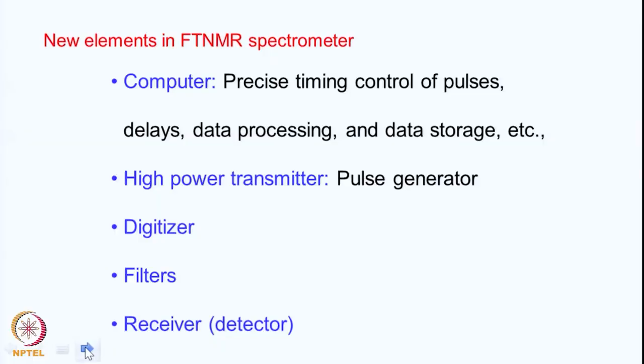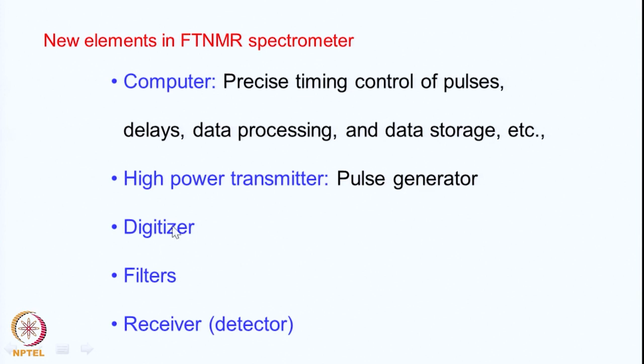Now if I have to have the same effective field for the entire set of spins, we said that gamma H1 should be much larger than omega R. So if this were 5 kilohertz, then I should have this at least 20 kilohertz, or 25 kilohertz, that kind of a range I must have. So therefore a high power transmitter is required, and that is the pulse generator.